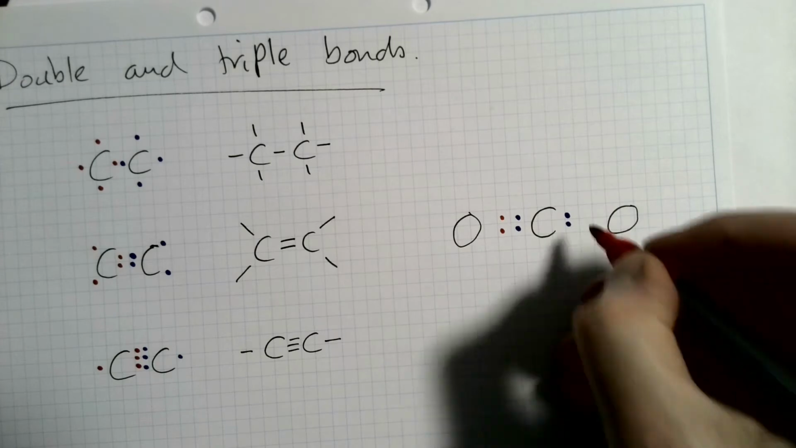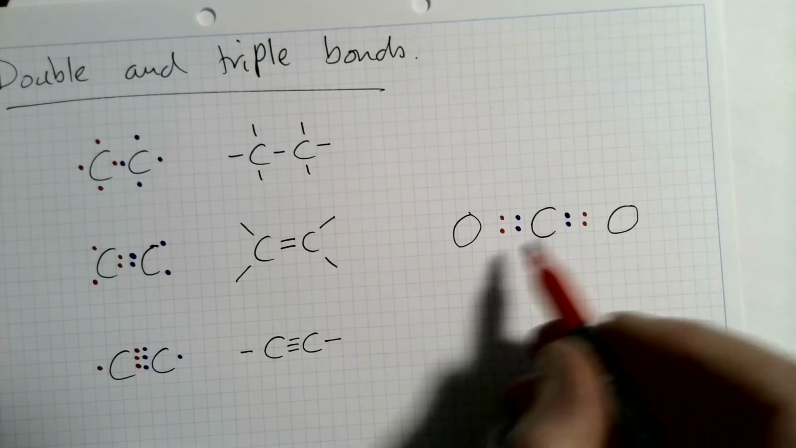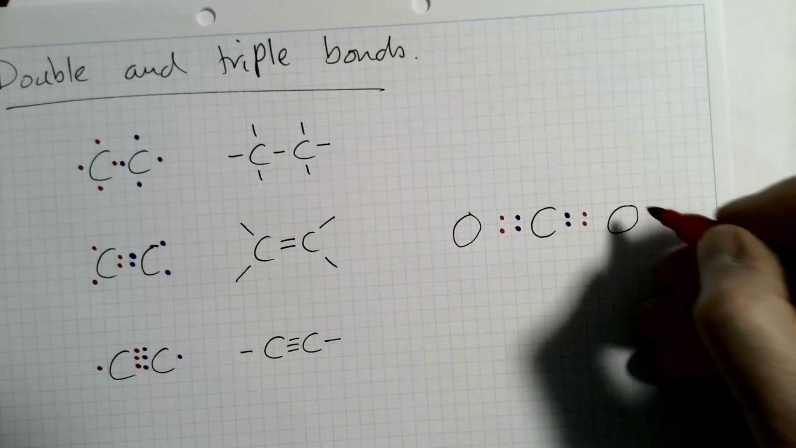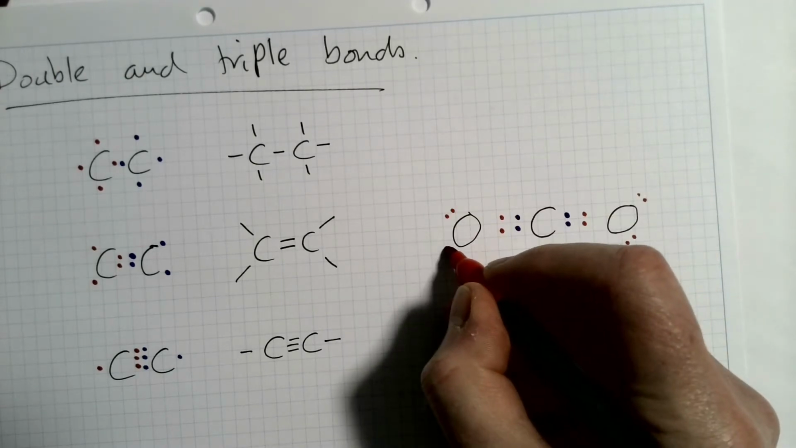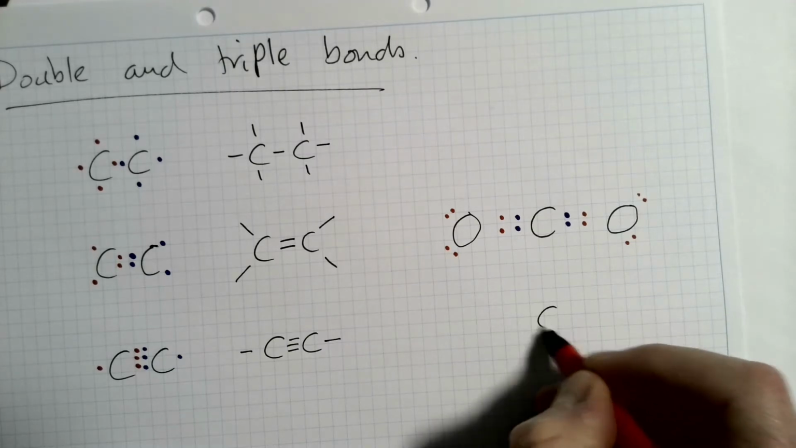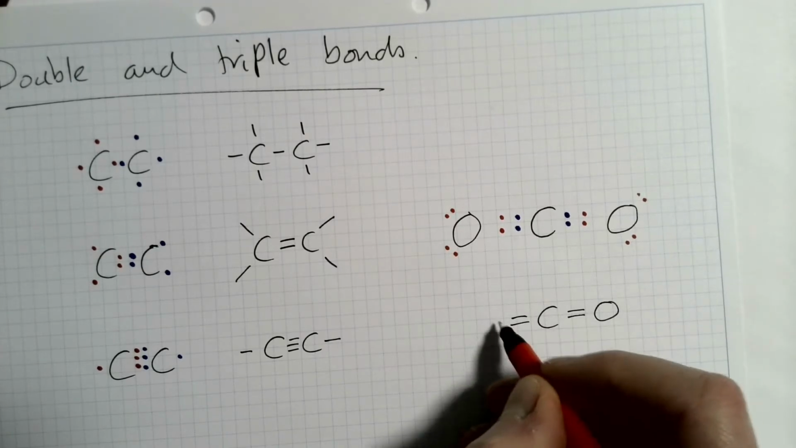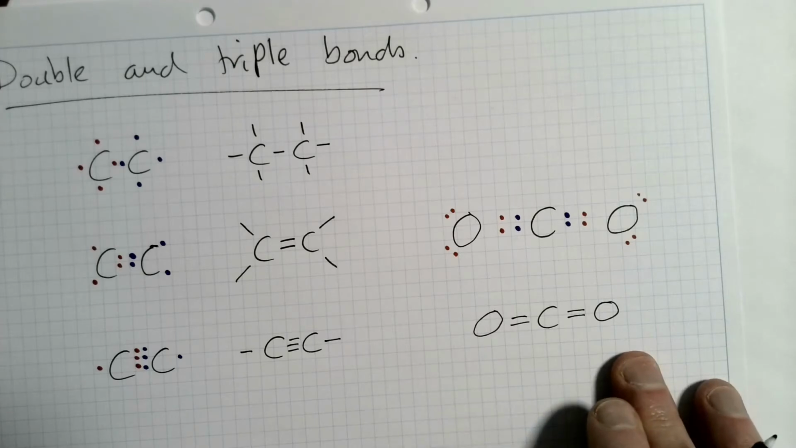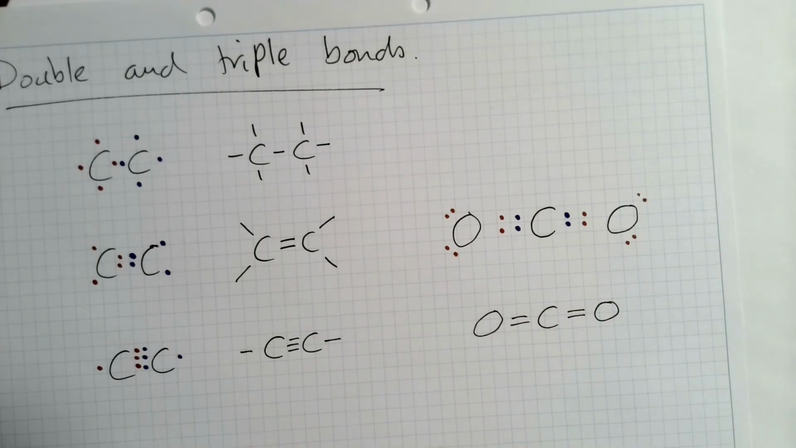Oxygen will share its 2 free electrons with the carbon, and each oxygen will share 2 electrons with the carbon, and then each oxygen has its unshared pair of electrons on the outside. And so what we get is this structure for carbon dioxide, and carbon dioxide is a linear molecule because of this. This is the shape that it adopts.